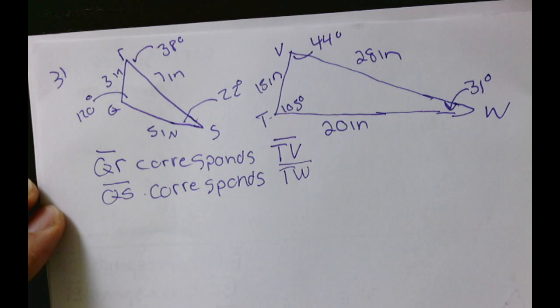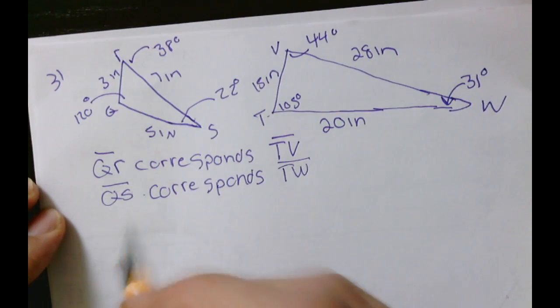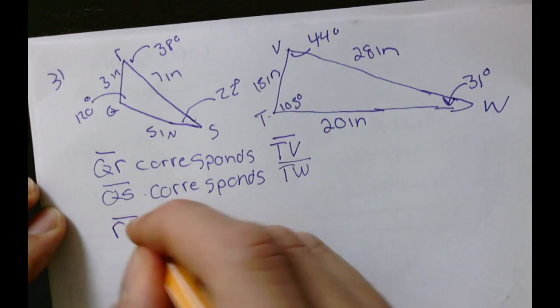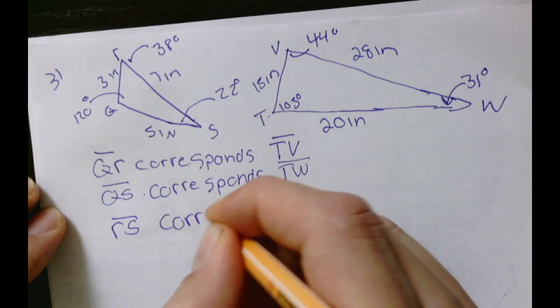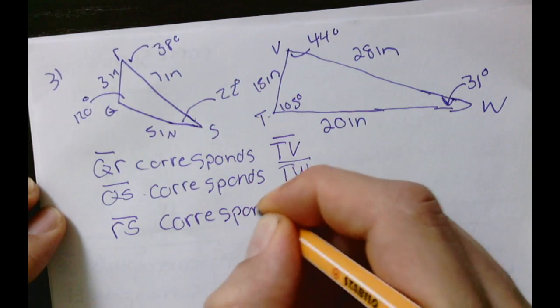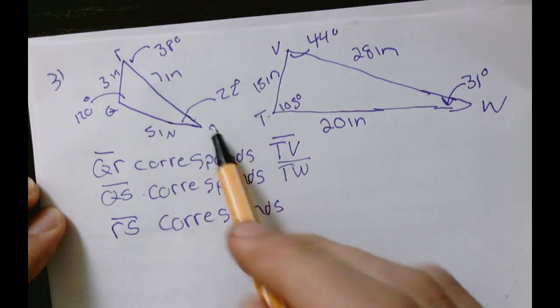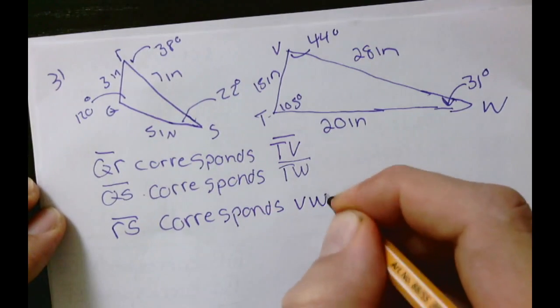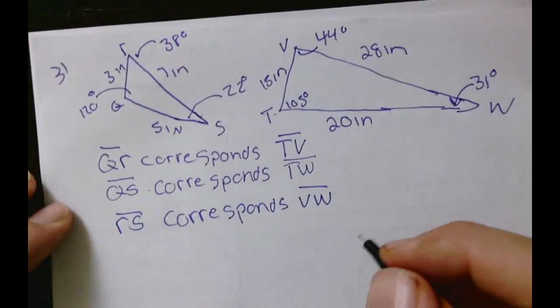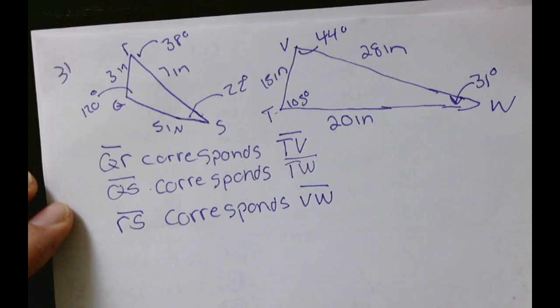We've got one more corresponding angle. These are sides. Do you see those corresponding sides? We've got RS, which corresponds to VW. We're not talking about Volkswagen either. Okay, so we're almost done now.